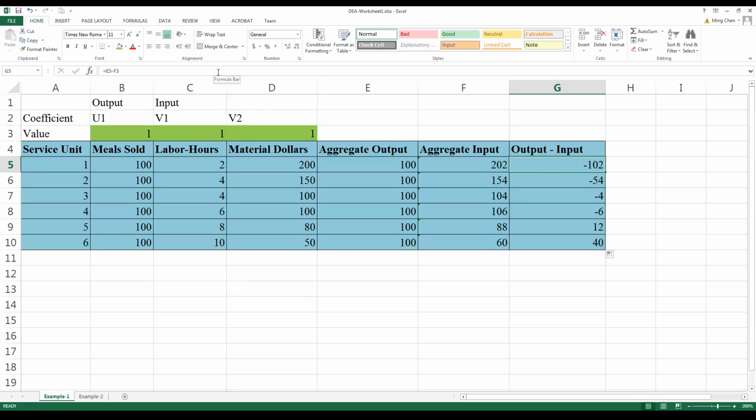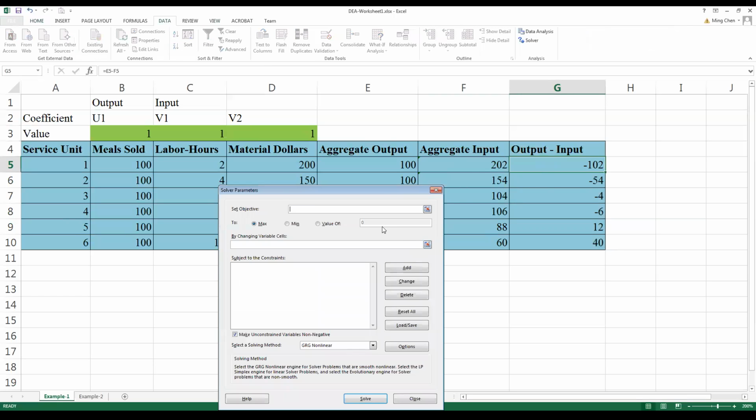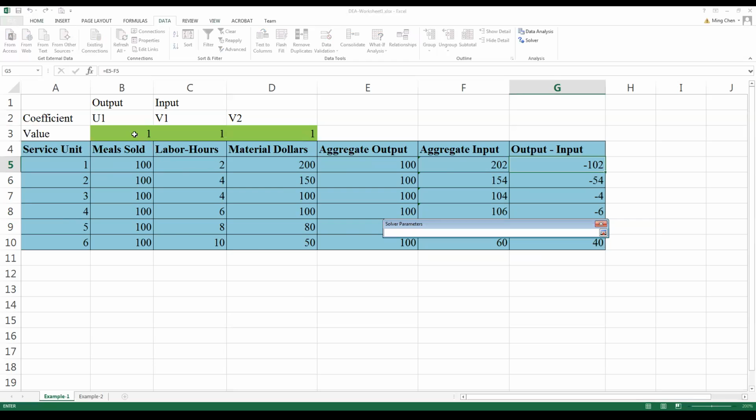We're going to use Solver again. So click Data, click Solver. So how do we do it? First of all, we set the decision variables, so the by changing variable cells. The changing variable cells will be the weights, all the weights. You choose all the coefficient values. Okay, all the weights. Here I have 3.